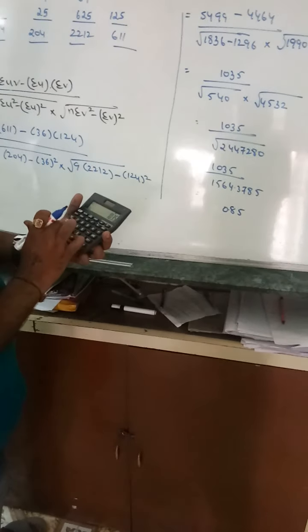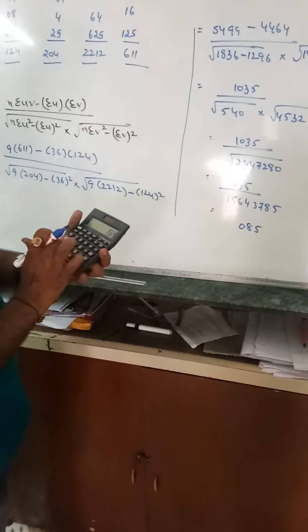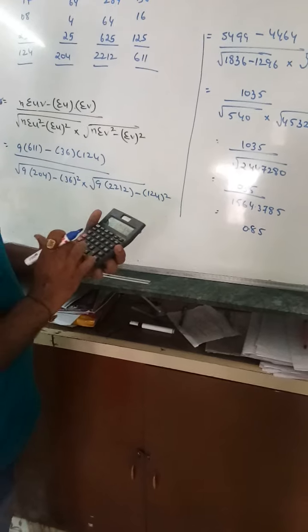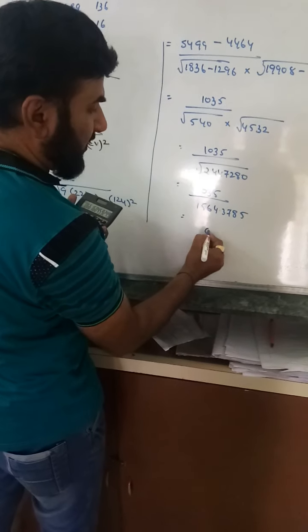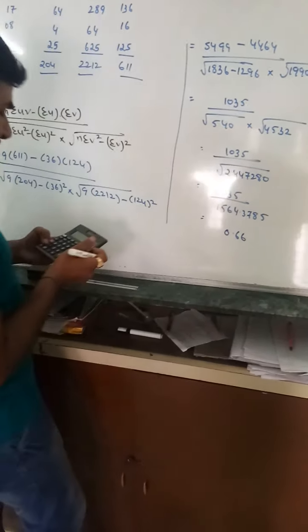1035 divided by 1564.3785, 0.66. Sorry, the answer is 0.66, as our answer lies between -1 and +1.